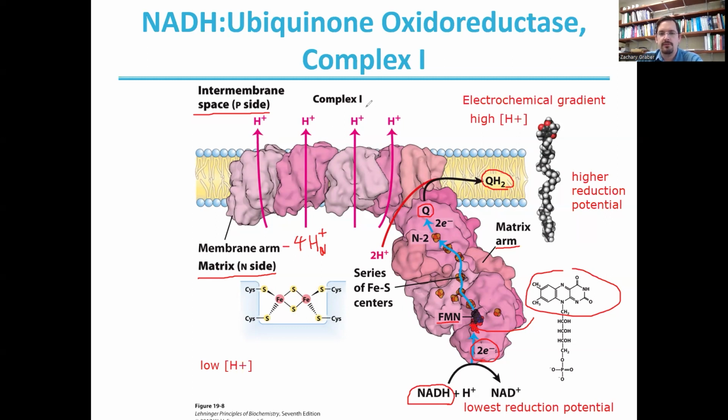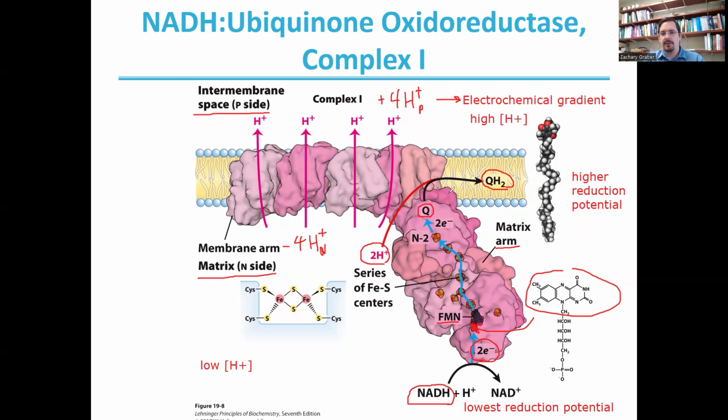So we're losing 4 protons from the matrix side and adding 4 protons on the intermembrane space side. So again, that will create a larger concentration of protons on the outside and start to create that electrochemical gradient. At the same time, we're also going to take protons from the matrix side and add them to our ubiquinone as we reduce it to ubiquinol.